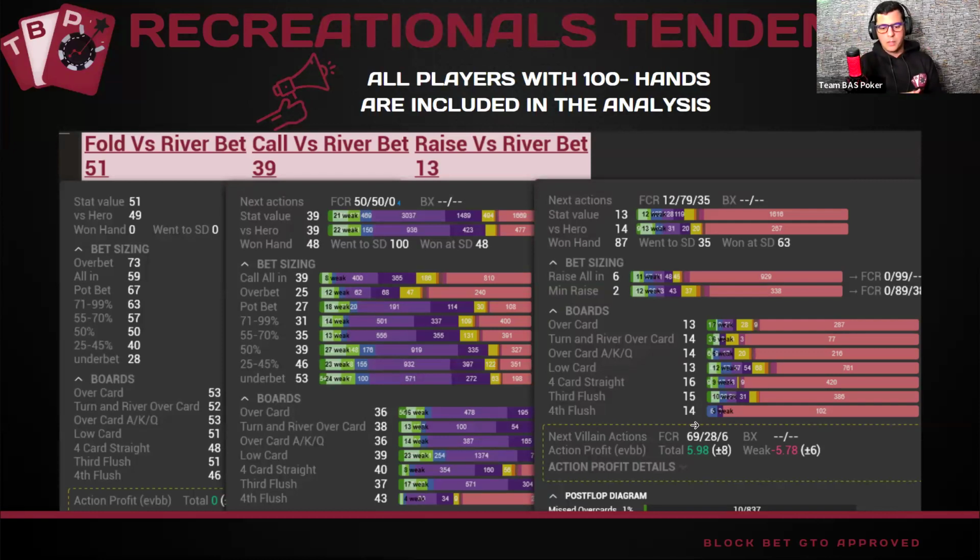It's not fixed to a situation. Block bets can be used in whatever situation. That's why when I did this range research, I did it on river bets overall, to see how populations are actually reacting to block bets in the overall scenario.